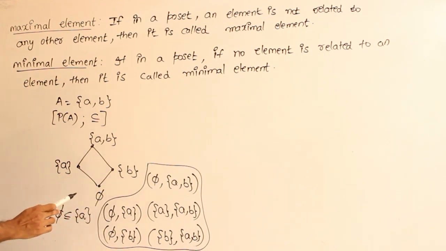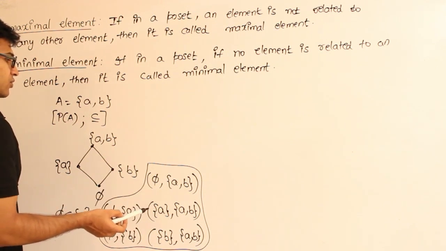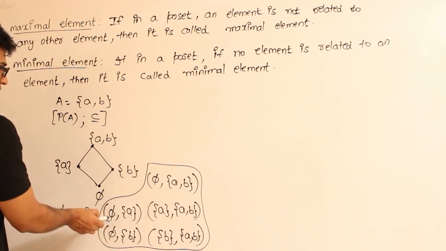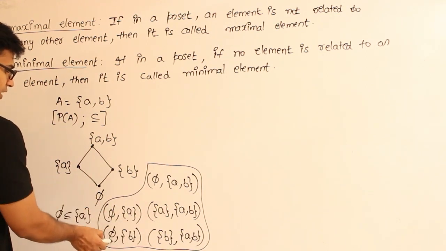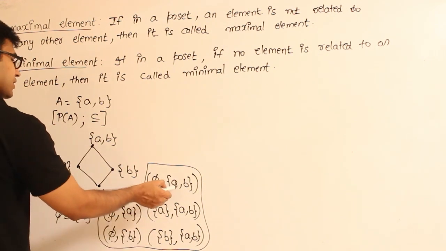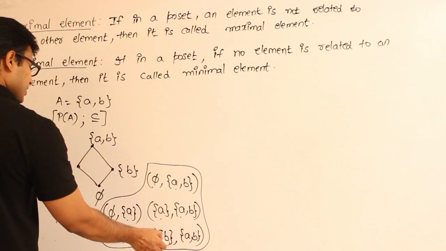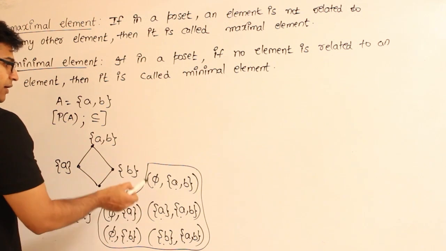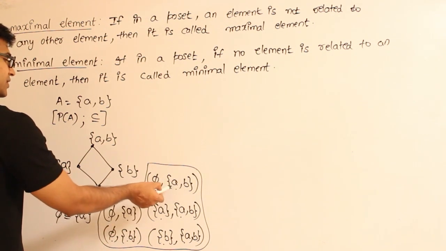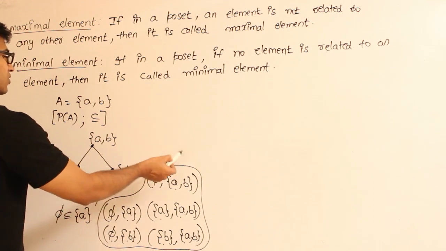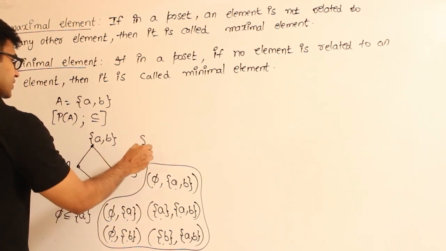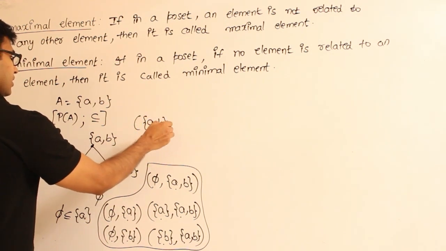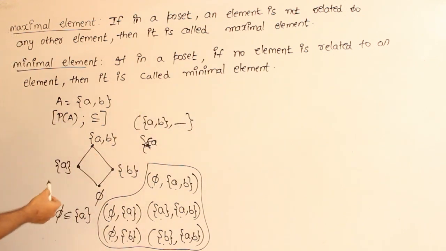If you see this, {a,b} is not related to any other element. What do I mean by that? In this one, phi is related to {a}, that is how you should call it. Phi is related to {b}, phi is related to {a,b}, {a} is related to {a,b}, {b} is related to {a,b}. Now if you see any of these ordered pairs, you will never find {a,b} present in the first place of the ordered pair, which means you will never see {a,b} comma something, unless it is ({a,b}, {a,b}), right?